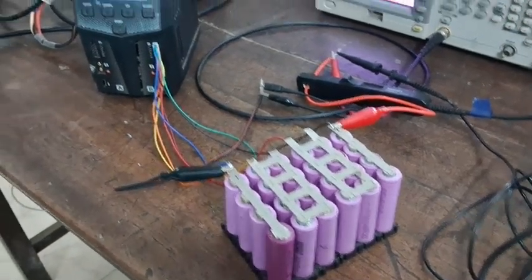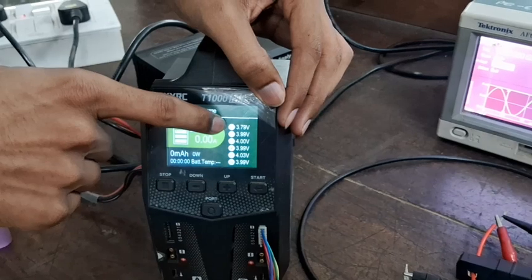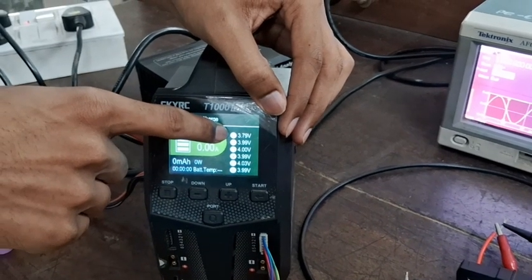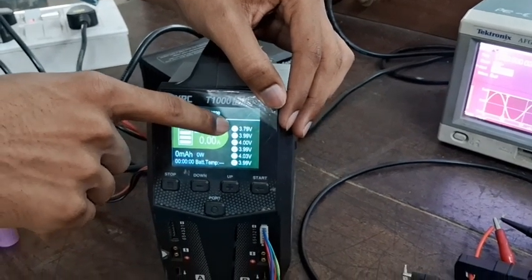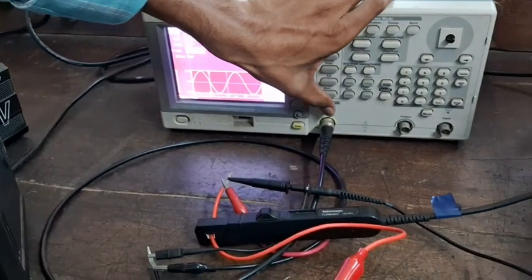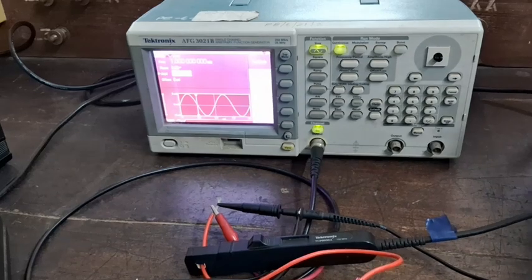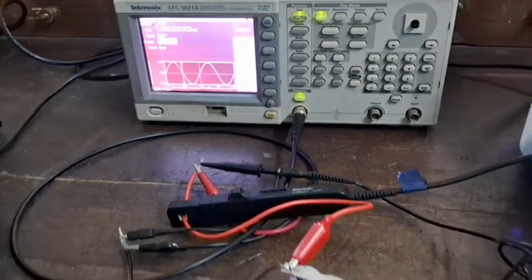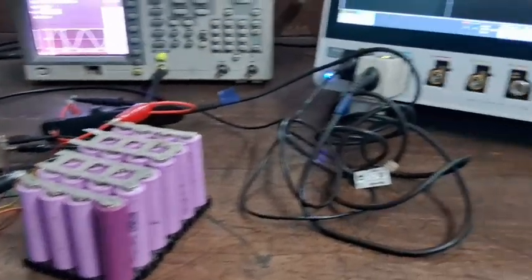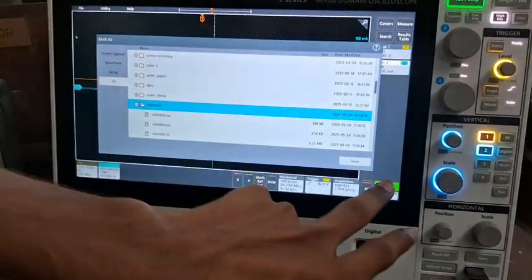And now on the charging unit you can see that the voltage of strip 1 has dropped to 3.79, nearly 3.8 volt. Now we are going to again switch on this function generator to inject the 10 millivolt sinusoidal AC in this weak battery pack. Again we are going to save the voltage and current data for this battery pack.